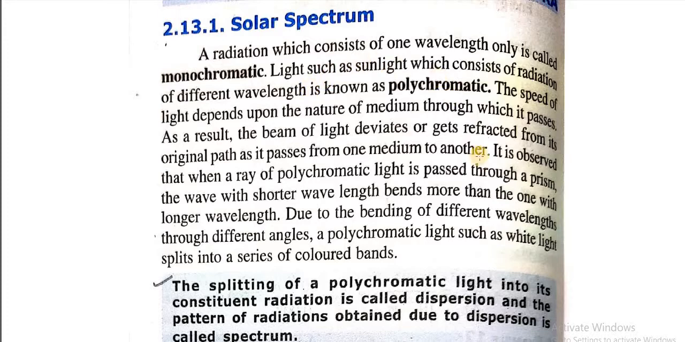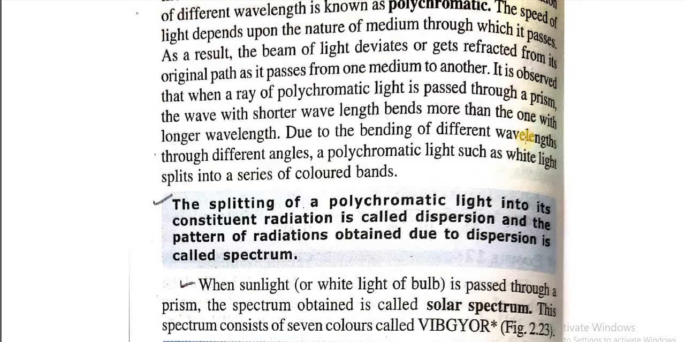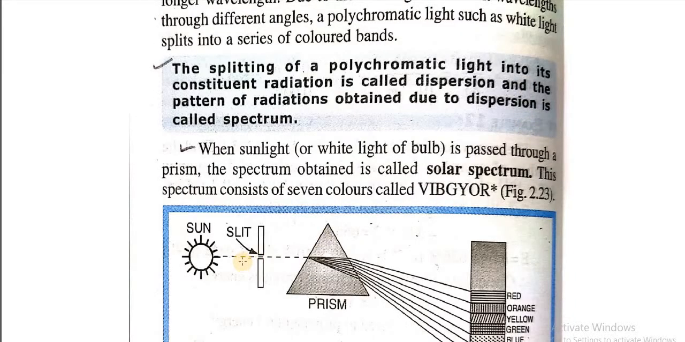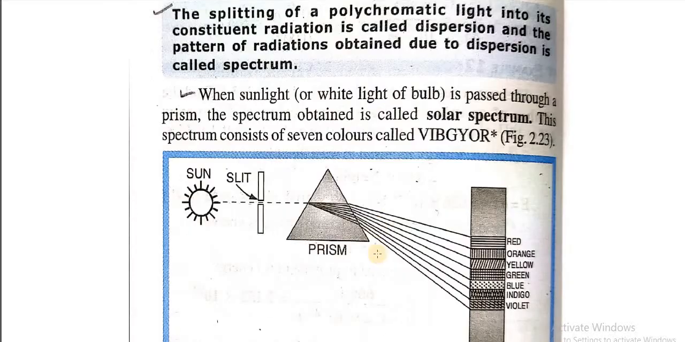A radiation which consists of one wavelength is called monochromatic light or monochromatic radiation. Light such as sunlight, which consists of radiation of different wavelengths, is known as polychromatic. Polychromatic light, such as sunlight, when made to fall on a prism, splits into a series of different colored bands.